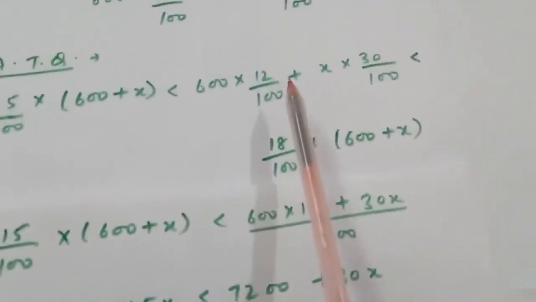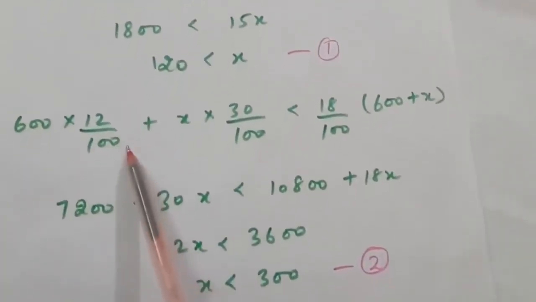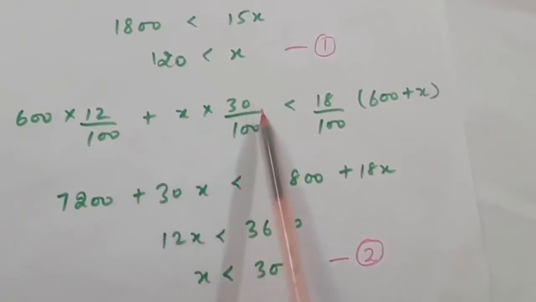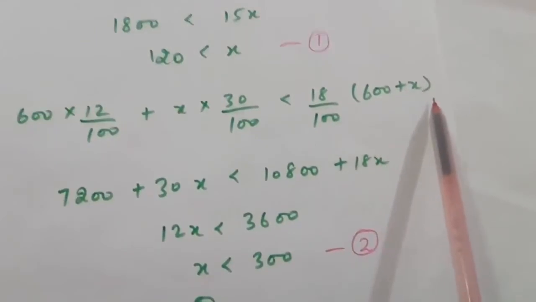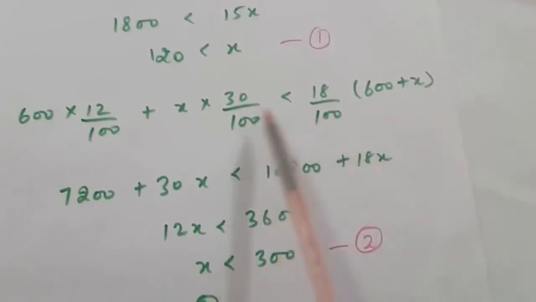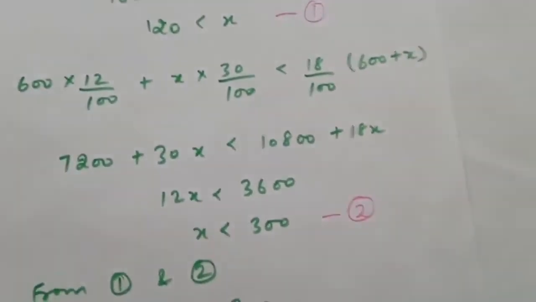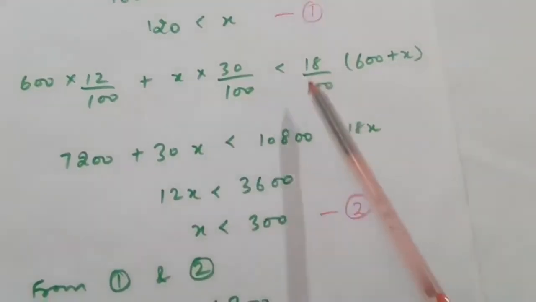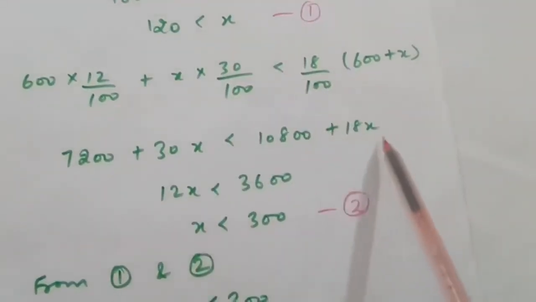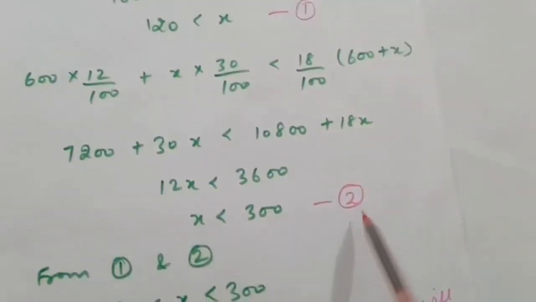Now we will take this second part. So the second part is 600 into 12 by 100 plus x into 30 upon 100 is less than 18 by 100 into 600 plus x. Multiplying both the sides by 100, and then after solving you will get 7200 plus 30x less than 10800 plus 18x, which after solving you will get x less than 300, and let this be 2.